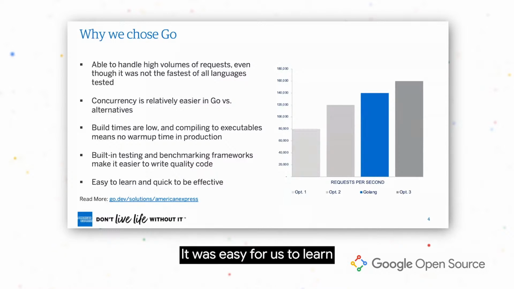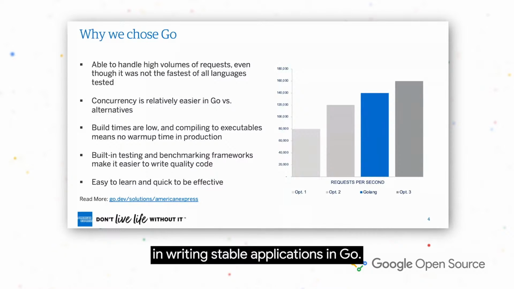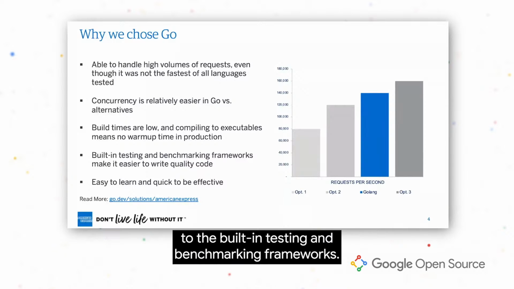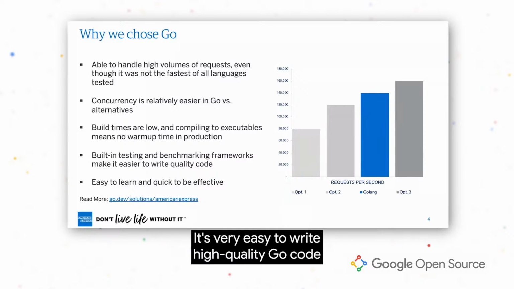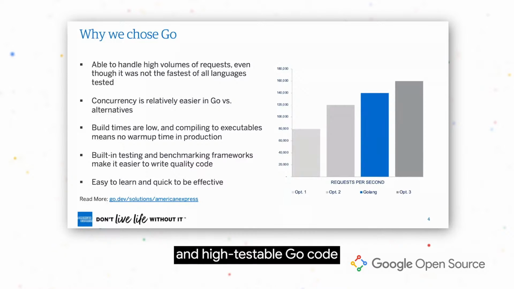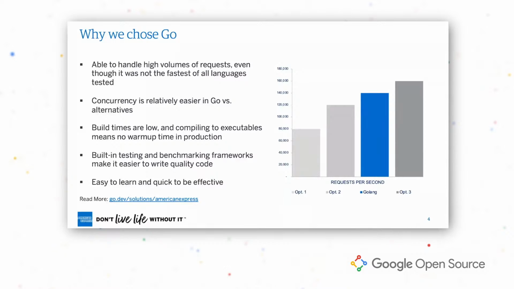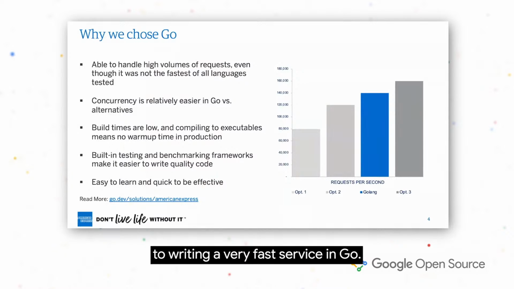It was easy for us to learn, and it was easy for us to quickly become effective in writing stable applications in Go. And a lot of that is due to the built-in testing and benchmarking frameworks. It's very easy to write high-quality Go code and highly testable Go code, and that led us to writing more effective Go code.